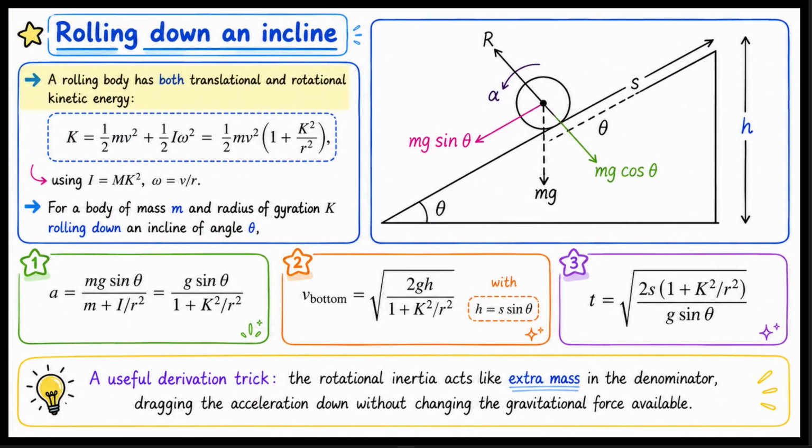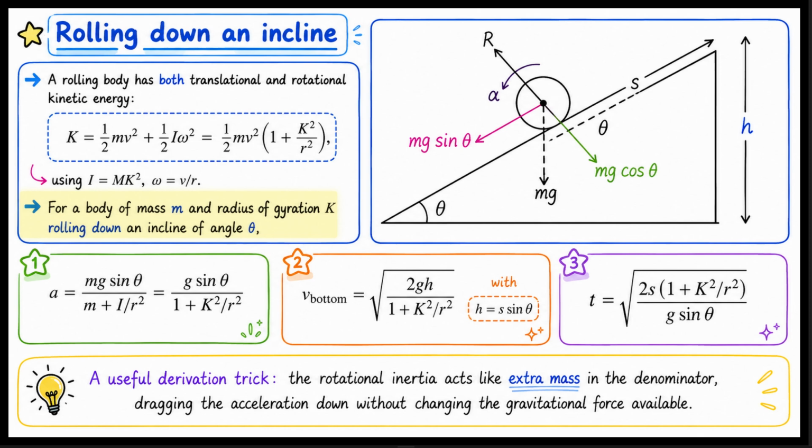A rolling body possesses both translational and rotational kinetic energy. The total kinetic energy, K, equals 1/2 mv squared plus 1/2 I omega squared. By substituting the moment of inertia using the radius of gyration, k, and the rolling constraint, omega equals v over r, this simplifies to 1/2 mv squared times the quantity, 1 plus k squared over r squared.